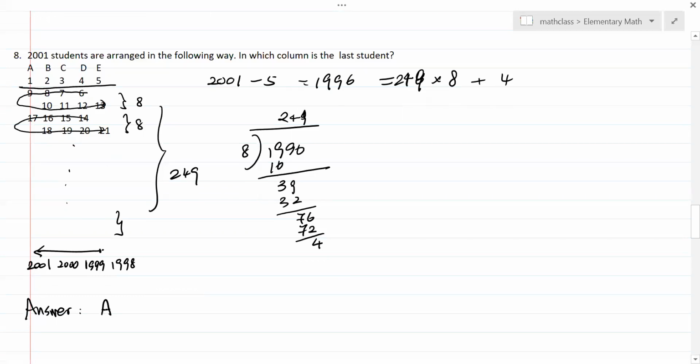So the idea is that, first of all, it's not a complete periodical pattern. But if you remove the first row, then you see a pair of rows shows up periodically. Then you just need to count how many pairs of rows. Because you deleted the first row, you have to subtract the 5 students from 2001. Then you can easily count them like the problem before. Great.